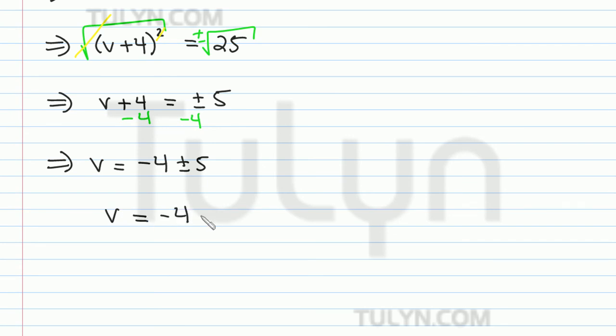So v is equal to negative 4 plus 5, which is positive 1. And v is equal to negative 4 minus 5, which is negative 9.